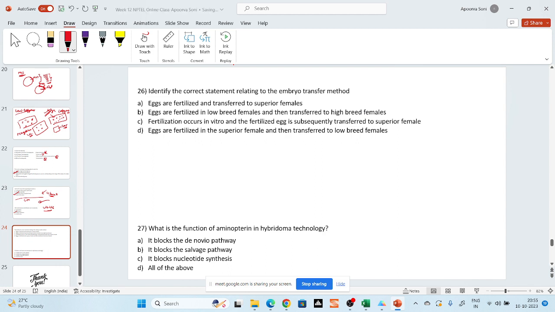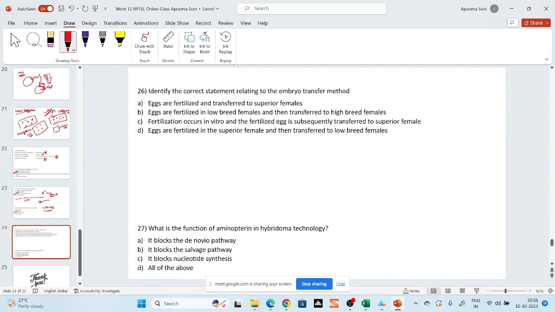The next question is: identify the correct statement relating to the embryo transfer method. Eggs are fertilized and transferred to superior females. Eggs are fertilized in low breed females and then transferred to high breed females. Fertilization occurs in vitro and the fertilized egg is subsequently transferred to a superior female. Eggs are fertilized in the superior female and then transferred to low breed females.